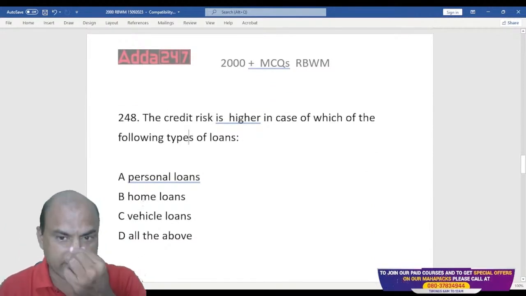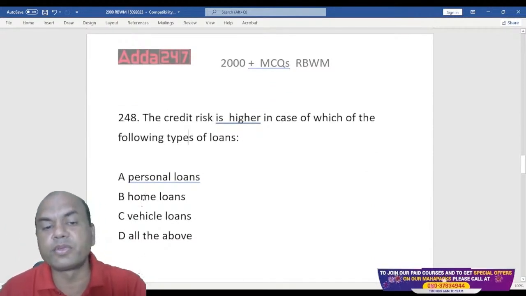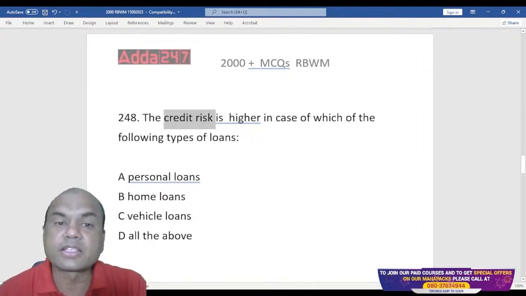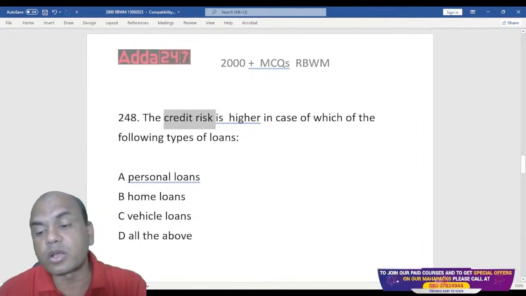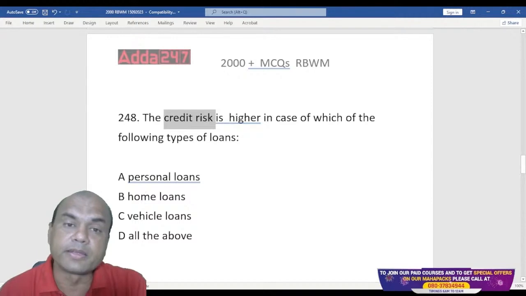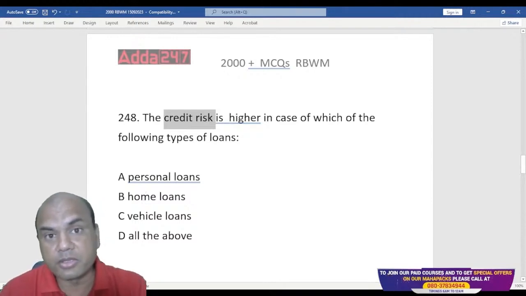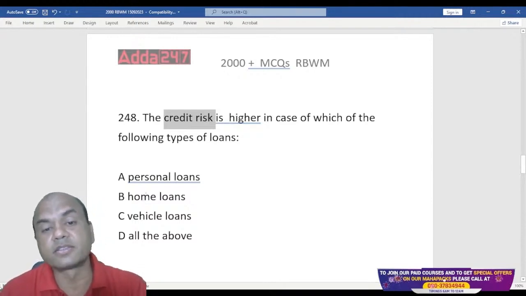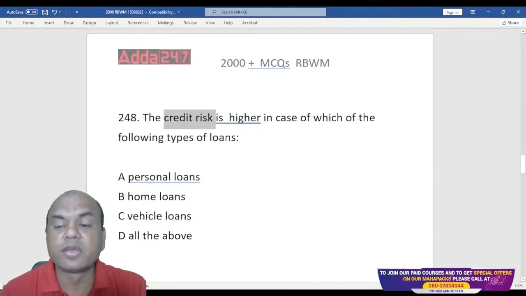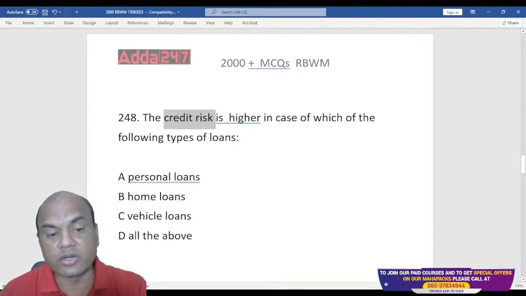The credit risk is higher in case of which of the following types of loans? Firstly, you need to understand credit risk. Credit risk means the default risk. Default risk means the borrower not paying you. Suppose I give a loan to you and you don't pay, then I'll be in trouble. That is known as credit risk. So the credit risk is higher in which type of loans: personal loans, home loans, vehicle loans, or all of the above?